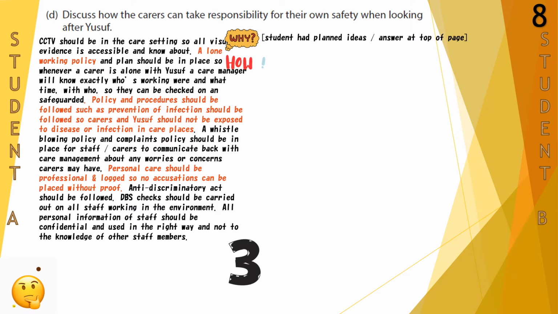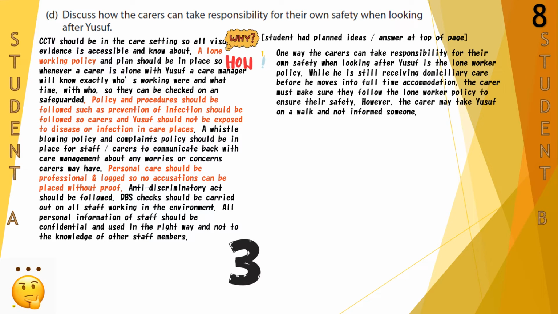Now, student B had planned their answers, so they had come up with some ideas before they started writing, which I think is probably quite helpful. They also laid their answer out in bullet point marks as they had done in previous responses. So the first thing they talk about is the carers take responsibility for their own safety. They have the lone worker policy. They talk about, well, he is still receiving domiciliary care. The carer must make sure they follow that policy to ensure their safety.